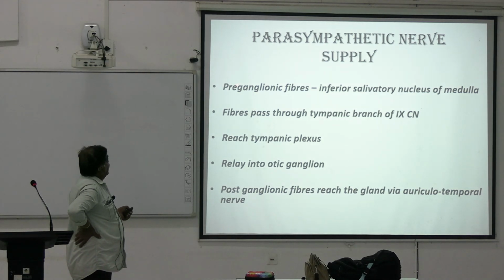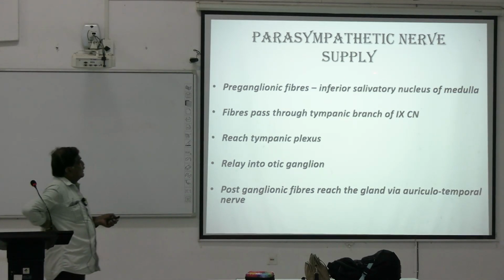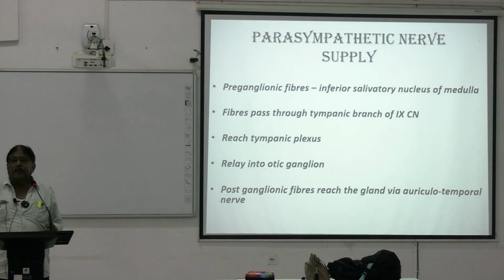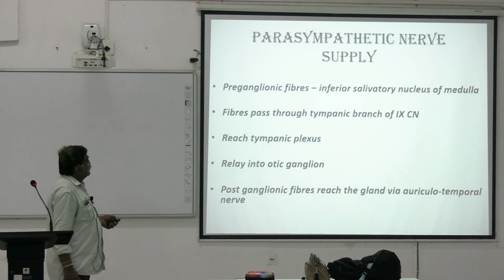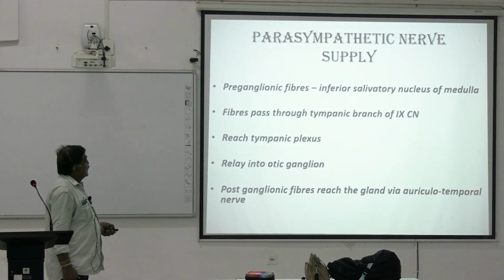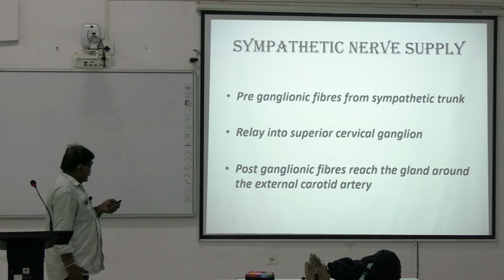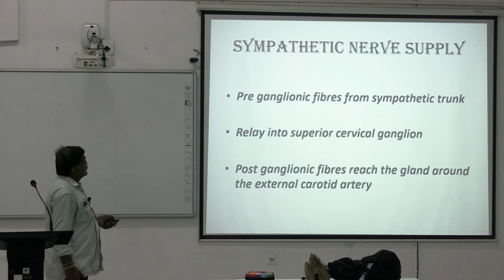Now, parasympathetic nerve supply. Preganglionic fibers arise from the inferior salivatory nucleus of medulla. Fibers pass through the tympanic branch of glossopharyngeal nerve, reach the tympanic plexus, and relay into the otic ganglion. Post-ganglionic fibers reach the gland via the auriculotemporal nerve. Next. Now, sympathetic nerve supply. Preganglionic fibers from the sympathetic trunk relay into the superior cervical ganglion. Post-ganglionic fibers reach the gland around the external carotid artery.